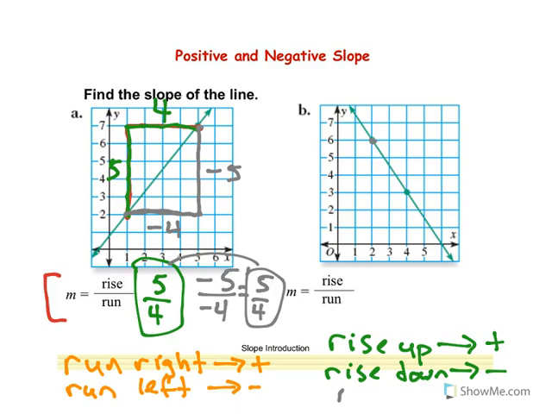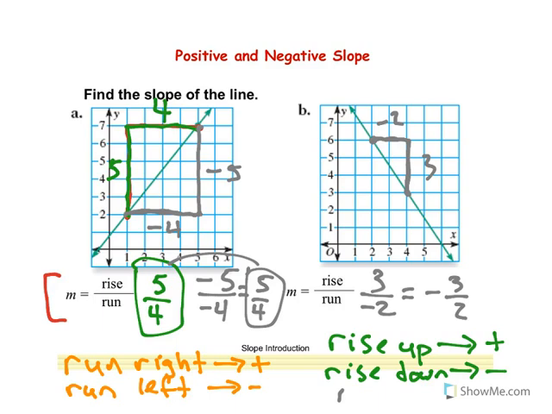So here are my 2 points. So I'm going to rise, and then I'm going to run. Now, what did I rise? Well, I went up 3 units. So that's positive 3. And what did I run? Well, I ran to the left. So that means my run is negative 2. So my slope is negative 3/2. So let's think about the way we're going to write the fraction.